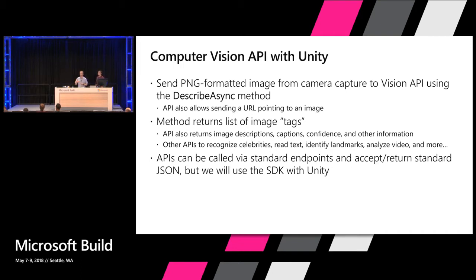And what that's going to return is, amongst other things, a list of tags. And these tags are going to be words that identify things that it thinks might be in the image. And along with that, you get some confidence information, so if you took a picture of your dog once and it said it was a donut.